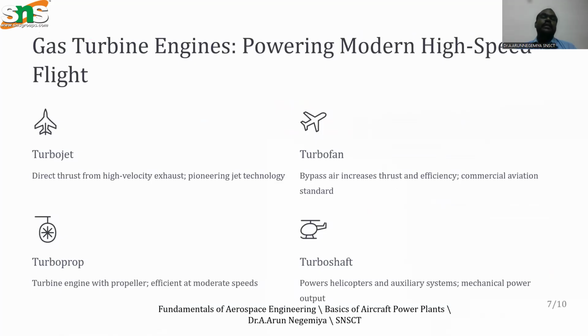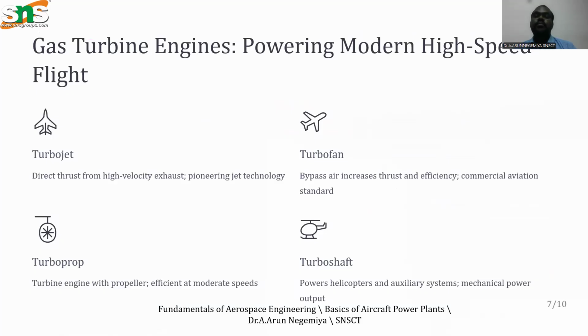And next one is the gas turbine engine powering modern high-speed aircraft. Already I told you that it can be classified into four types. First one is a turbojet engine. It directly gives the thrust with the help of high velocity exhaust. In the turbofan engine, they have used a fan. The fan produces more thrust compared to the turbojet engines.